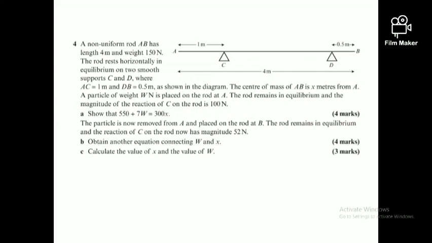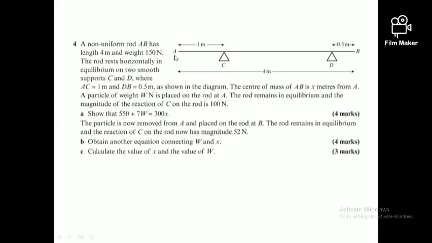Question number 4. A non-uniform rod. That's another interesting point. Since the rod is non-uniform, we cannot say the center of gravity is at the midpoint, right? AB has a length of 4 meters and weight of 150 newtons. In this case, sometimes they give you where the center of gravity acts, or sometimes we need to find it as the answer to the question.